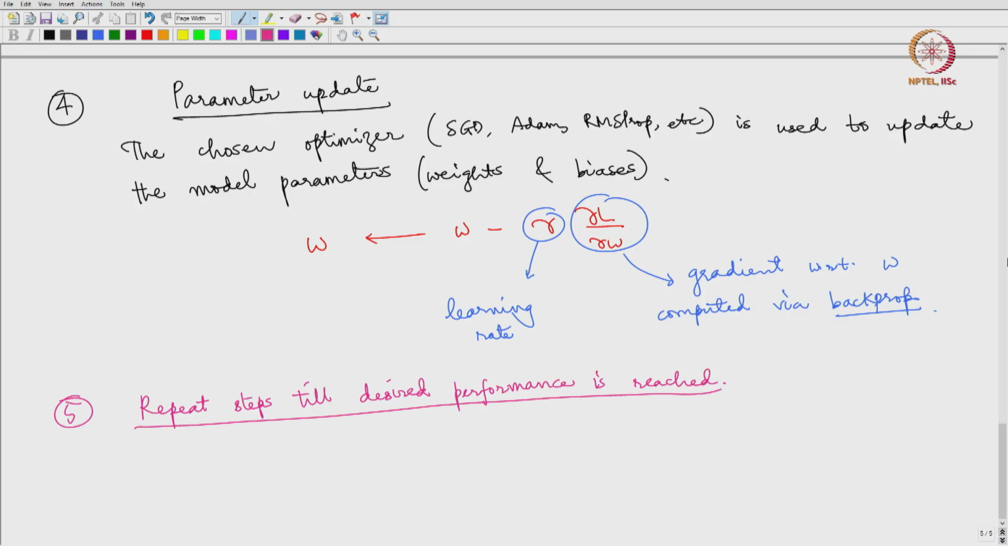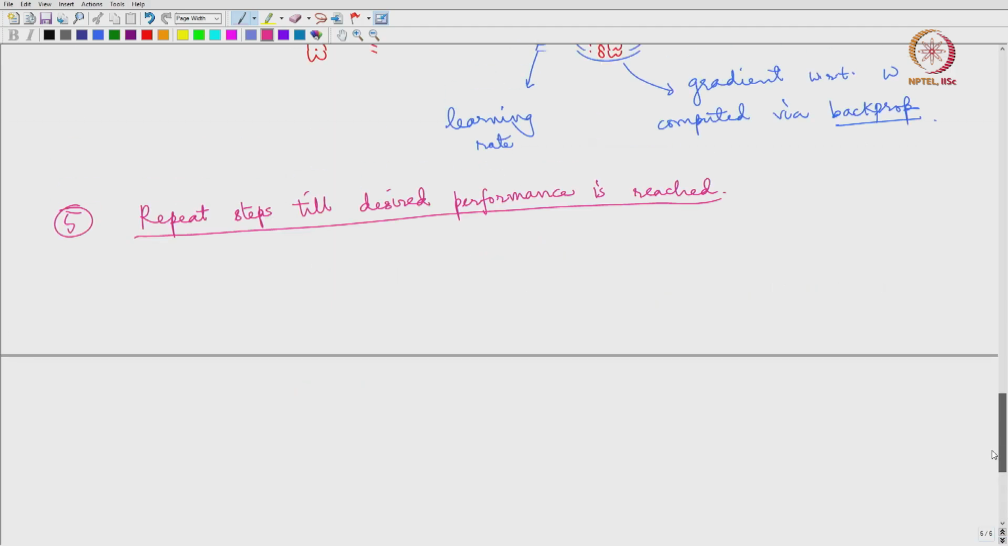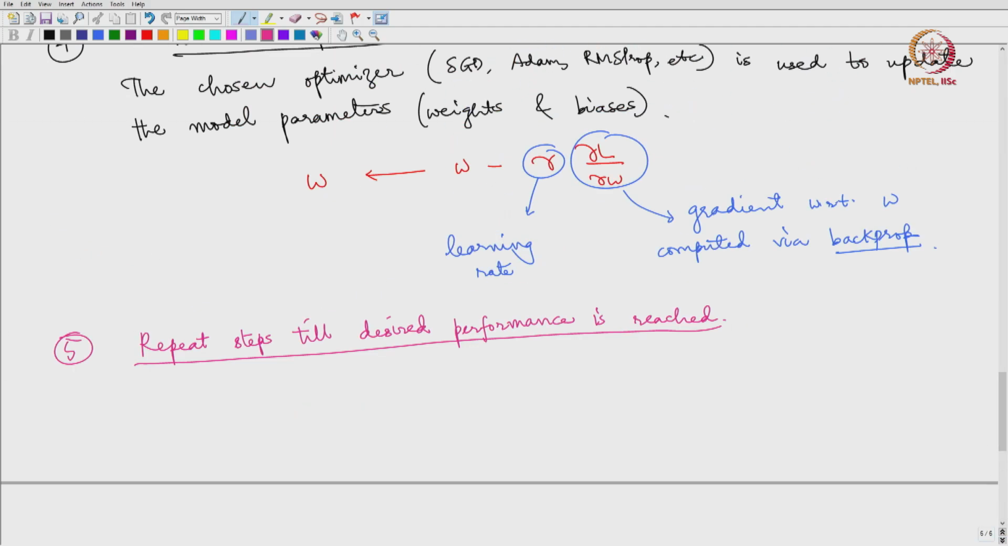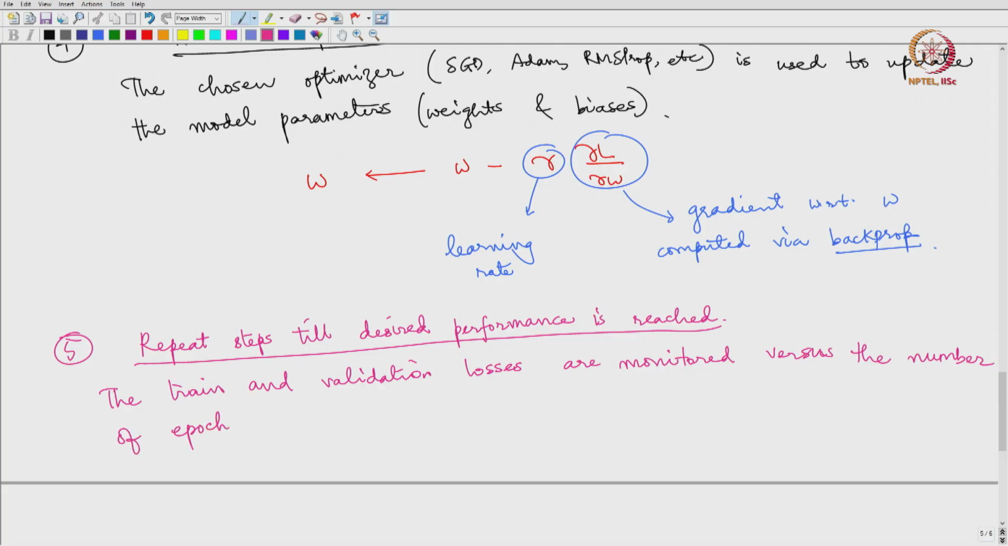Okay. So, like I said, this is where you typically monitor both the train and the validation loss, because you are not really doing a cross validation process. So, the train and validation losses are monitored versus the number of epochs elapsed, right. We have come across this before.